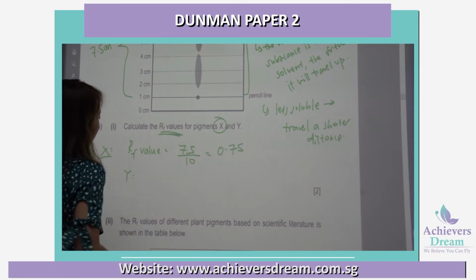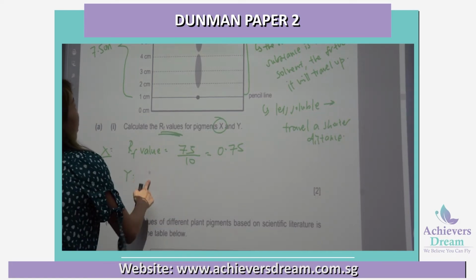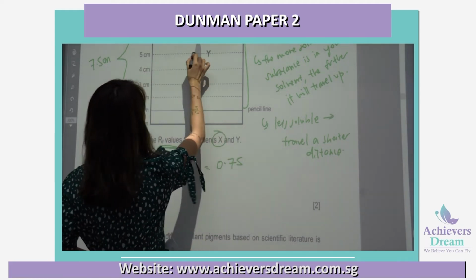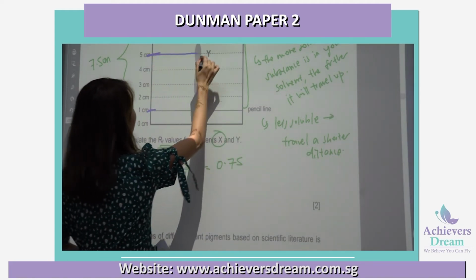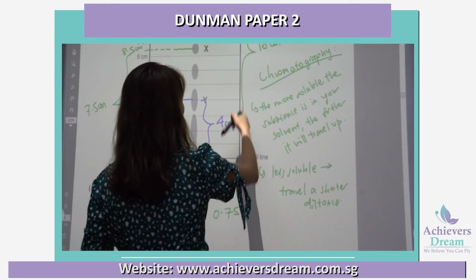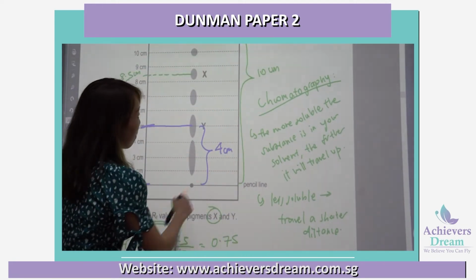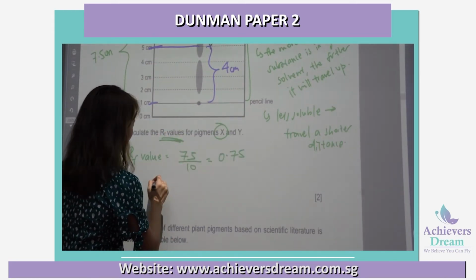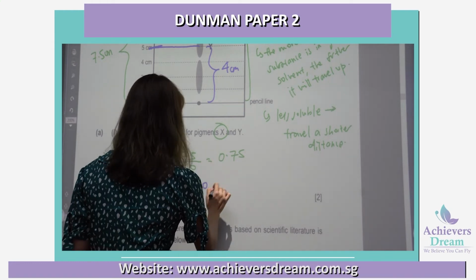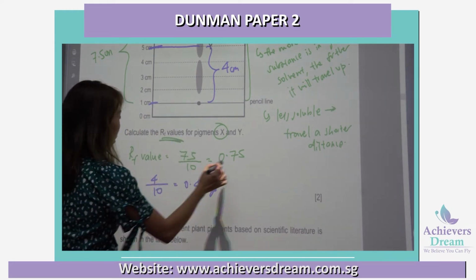Then now for Y, my RF value. Again, what is the distance travelled by Y? It is this, correct? So 5 cm. So the distance would be 4 cm. Again, I compare it to the difference between your solvent front and pencil line. So my RF value will be 4 over 10, 0.40. Okay?